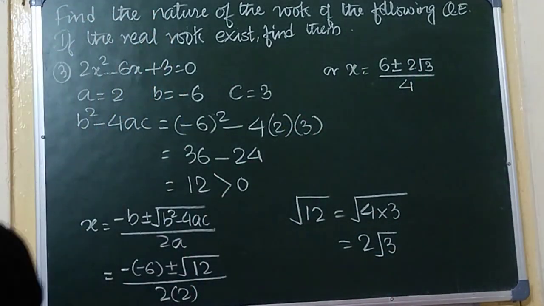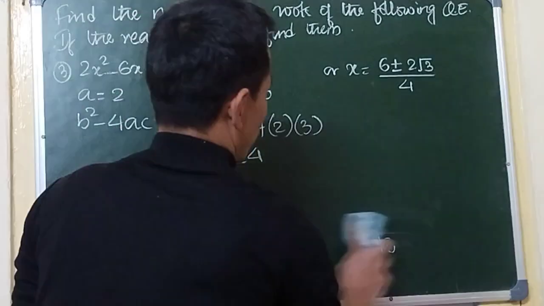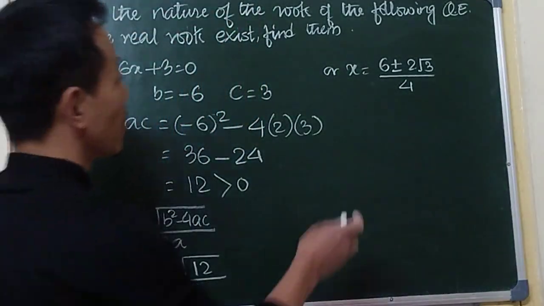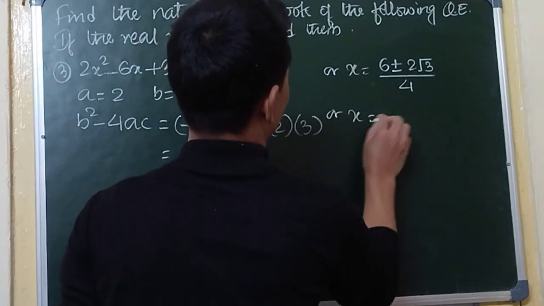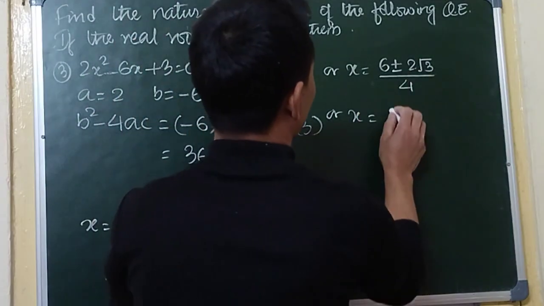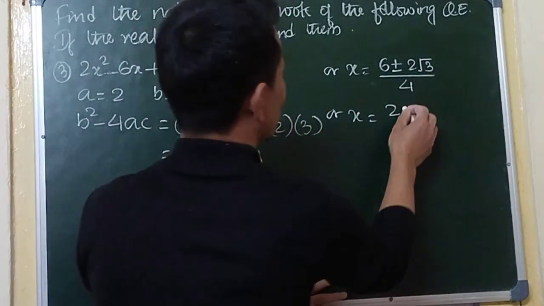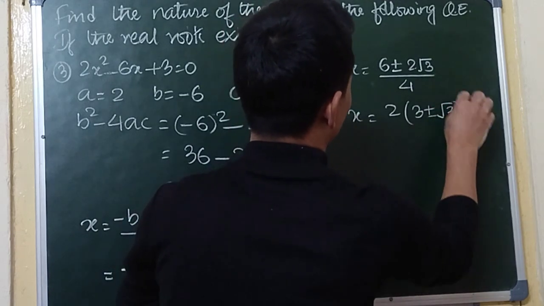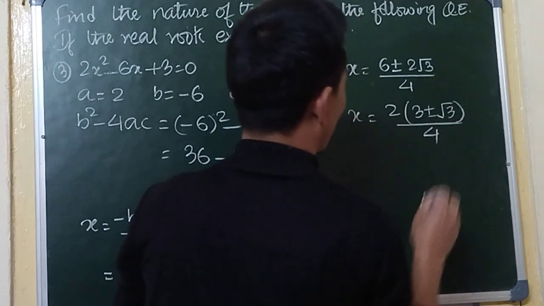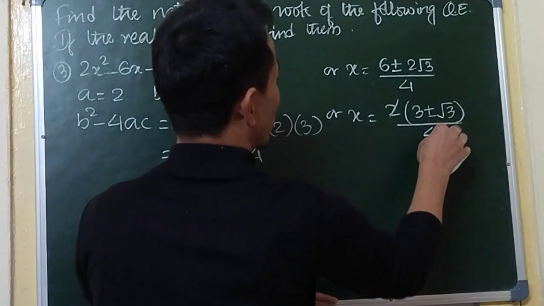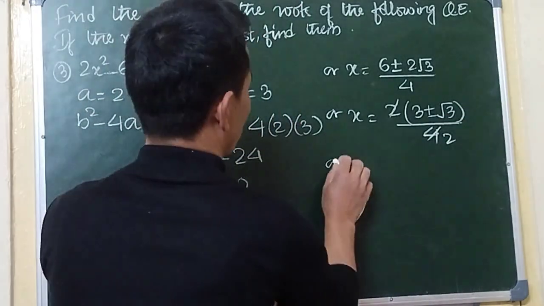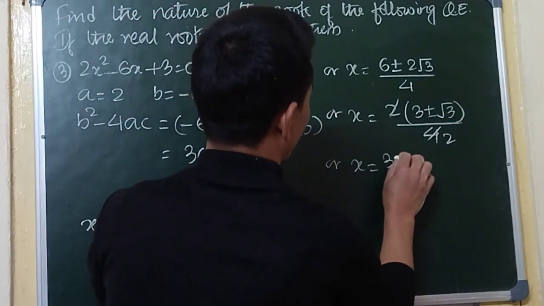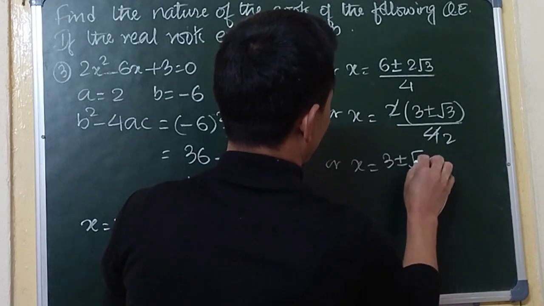Alright. So now let's simplify this equation. x is equals to, you can take out 2 common. So if you take out 2 common, then this will be 3 plus minus root 3 divided by 4. Then simplify to 1, 2, 2, and you will get x is equals to 3 plus minus root 3 divided by 2.